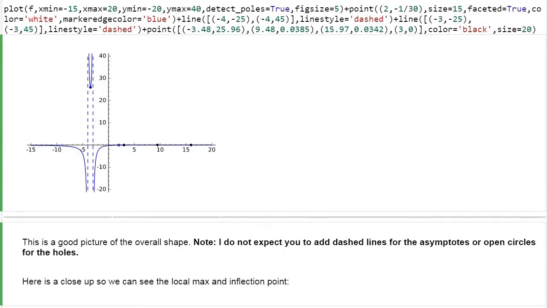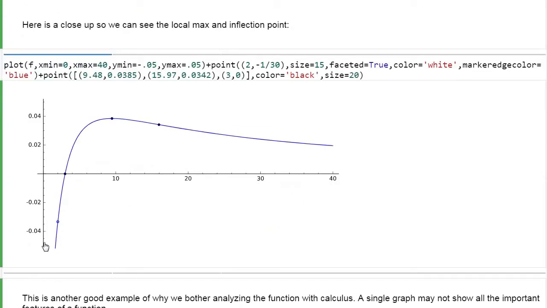So from this graph, I can see decreasing from negative infinity up to the asymptote at -4, decreasing from -4 until you reach this local min, which is -3.48 and change. From there until -3, this other vertical asymptote, it is increasing. From -3 until you reach the hole, it's increasing, so -3 until 2. From 2 to 9.5, roughly, it's increasing. From 9.5 off to infinity, it's decreasing.